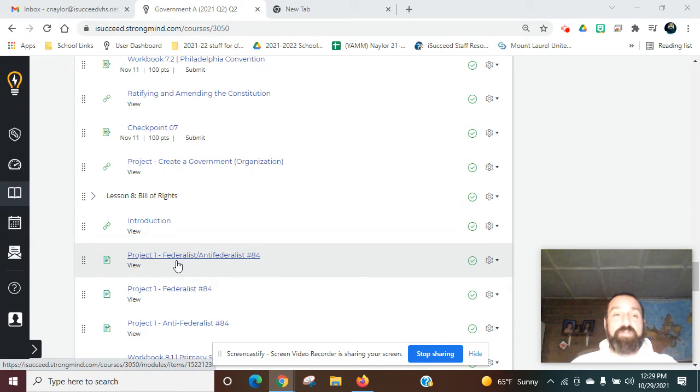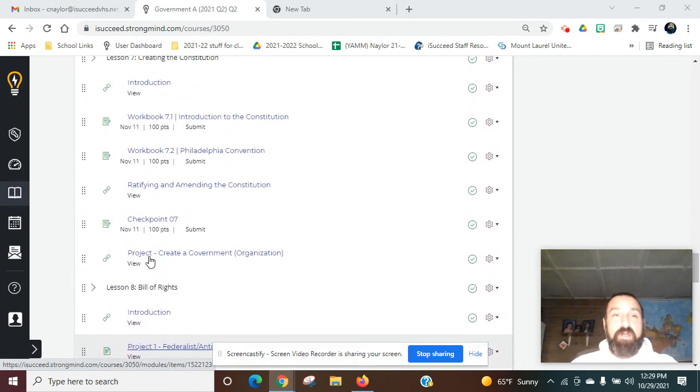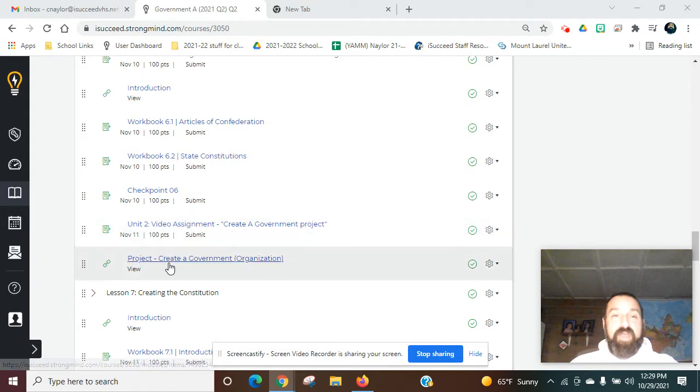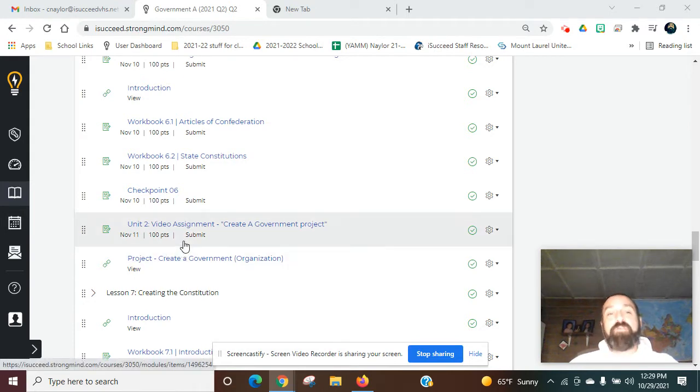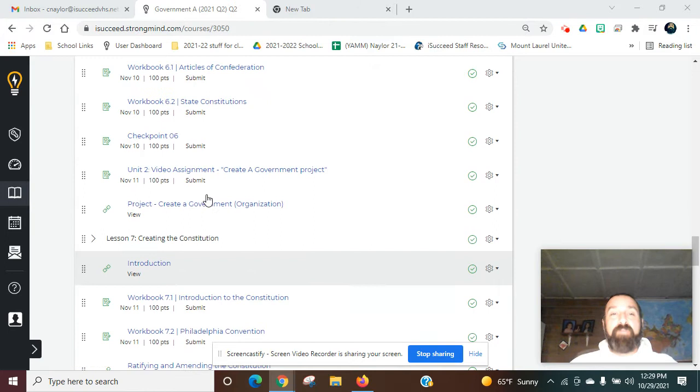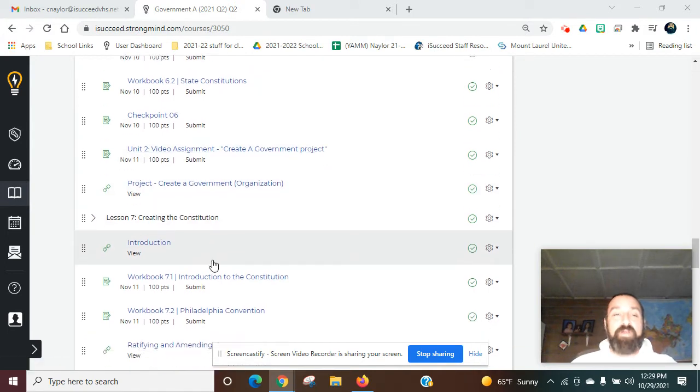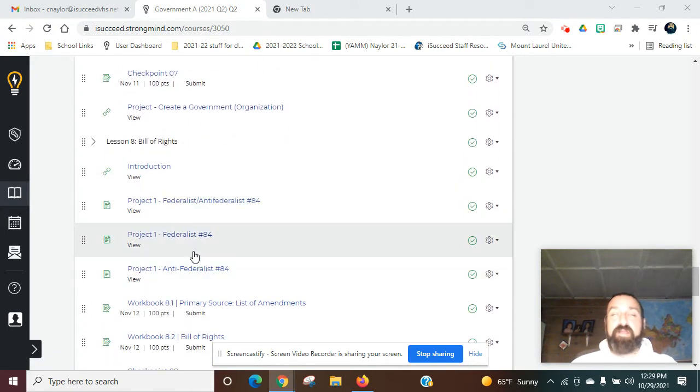Here's the project, but let me show you something. See how this says Project 1 here, and then up here this will say Create a Government project. You start your Create a Government project, which is your second project, before you get to your essay, because this one carries over about four units and the essay carries over two. I know that's sort of counterintuitive, but it's just where it fits in the curriculum. I hope that's not too confusing. That's why I'm making this video, so I can outline it.